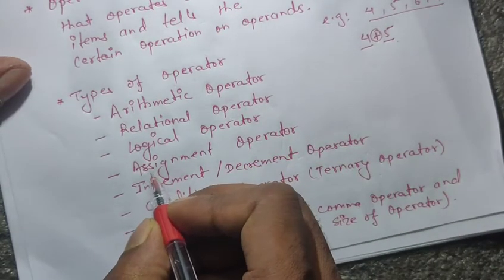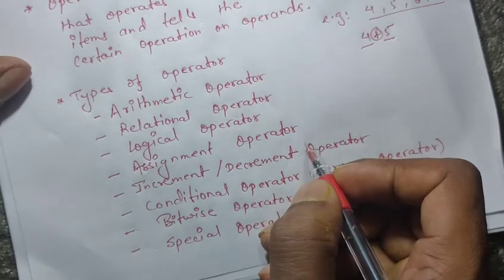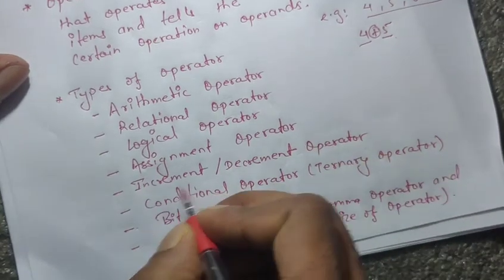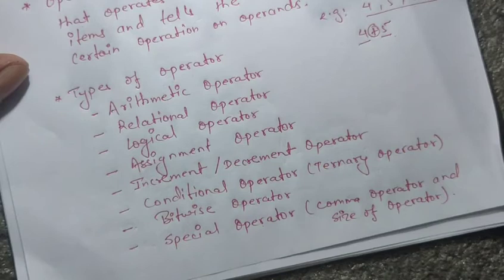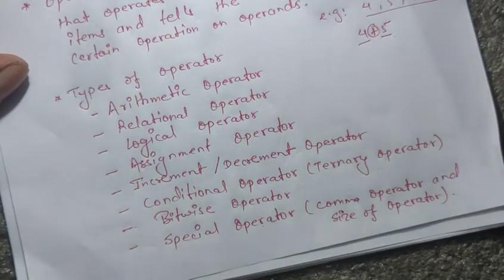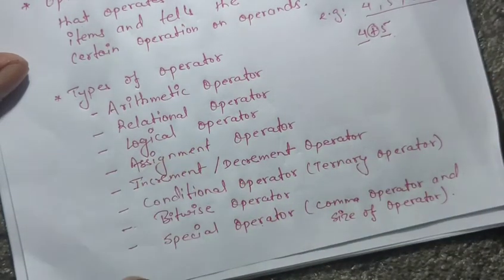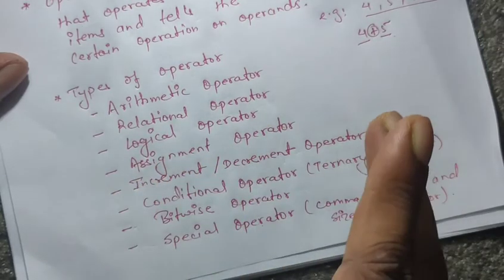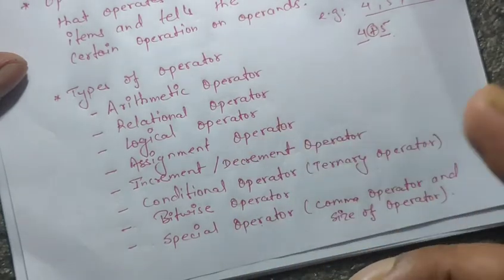Let's see another point, the assignment operator. In the assignment operator, values are assigned from right to left accordingly. In the increment decrement operator, something is incremented by 1, 2, 3 or something else, or decremented. There are two types of these operators: pre-increment or pre-decrement, and post-increment or post-decrement. We will discuss this in detail in another video.